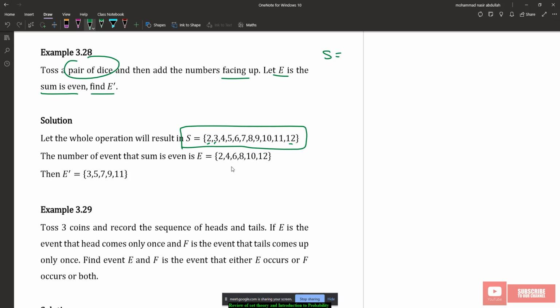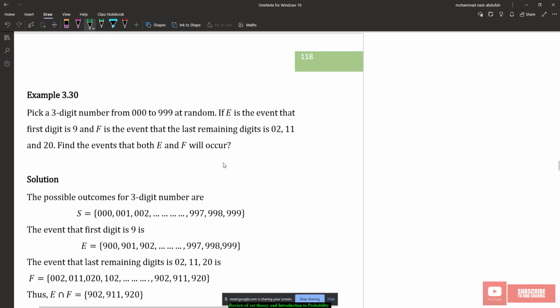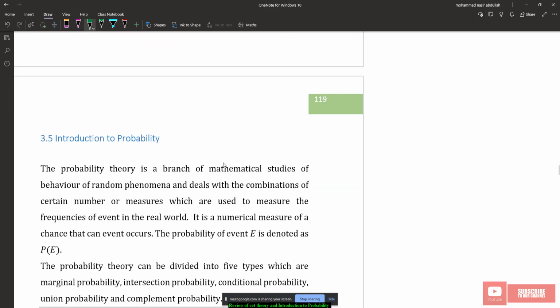So the event that the sum is even means we need to take the sums 2, 4, 6, 8, 10, 12. So we've got the even numbers, right? And then E complement means the elements that are not in E but are in the sample space, right? That is a simple example of set theory. So for examples 3.29 and 3.30, you can do them by yourself, right?